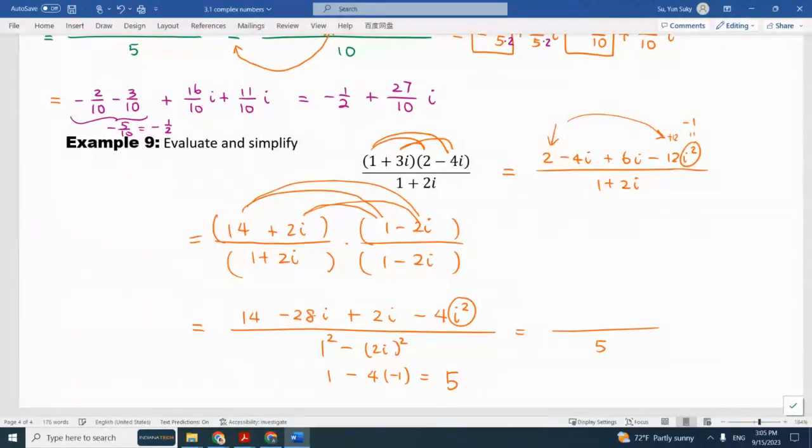Olivia, how about the upstairs? i squared is -1. So what do you get? Combine the constant term, you get 14, but then it becomes +4, right? 18. How many i? Yes. Are we done? Split them, right. So 18/5 plus 26/5 i. Okay, good. And then let's continue next class.